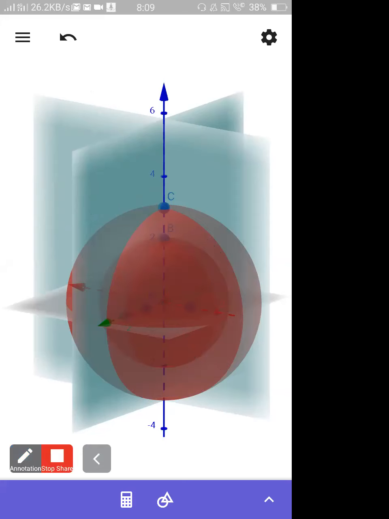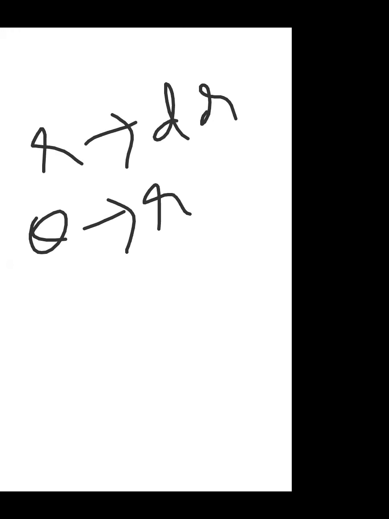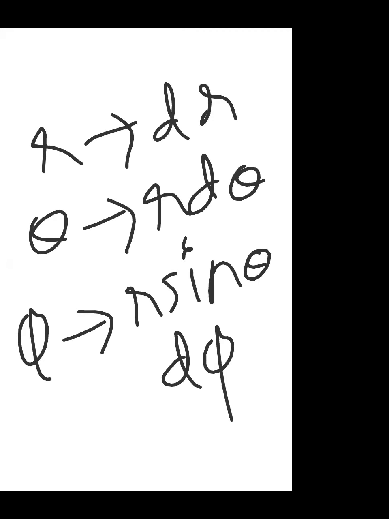I have just proved this. It is very important, that's why I'm insisting here. Please note down: change in r will give you dr. Change in theta will give you r d theta. Change in phi will give you r sin theta d phi. Are you all okay with these changes? If yes, I will go to the next part, basics of vectors.